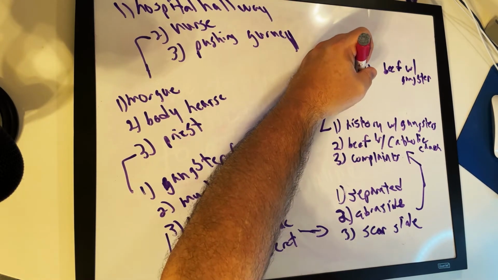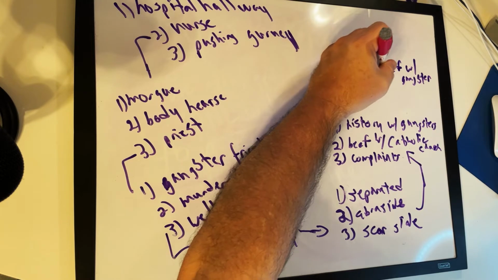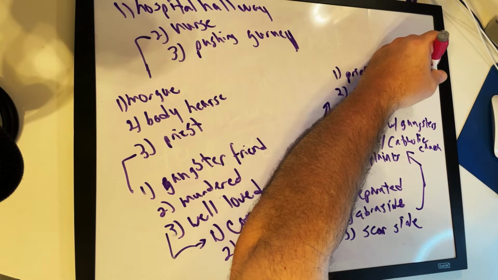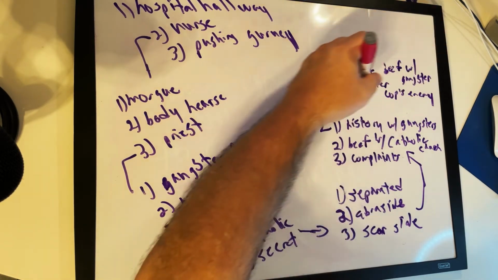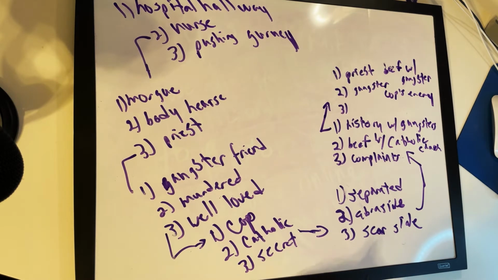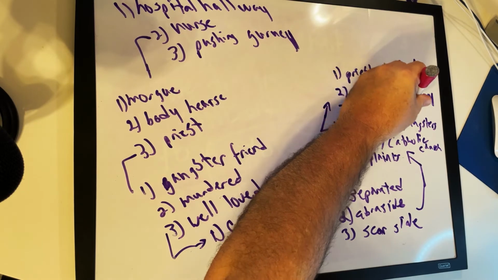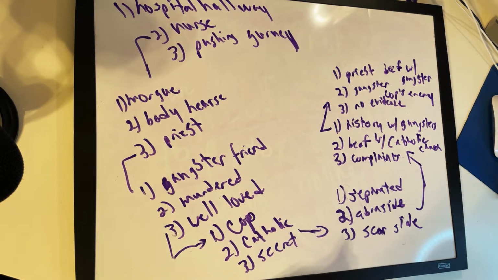Maybe that gangster is an enemy of the cop. I know my handwriting's terrible. So the priest has a beef with the gangster. The gangster is the cop's enemy. But obviously that gangster is going to be the prime suspect, but there's no evidence. So he has a conflict with the guy, but he has no evidence on the guy.